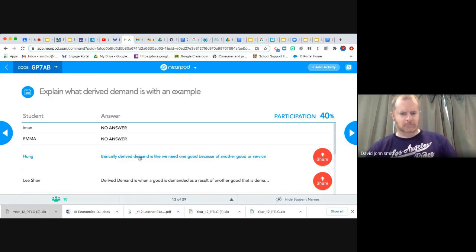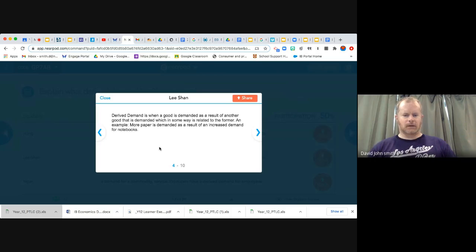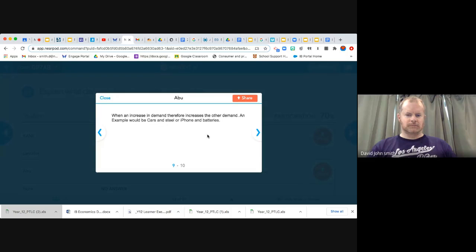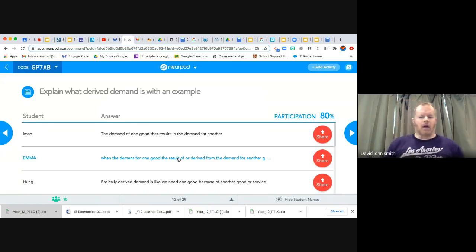Good working. Yeah, you're on the right path there. Very good, Lishan. Well done. Very good. That's a really good way to explain it. Yes, that's the right idea too. Right. Trying to come up with examples is always the tough bit. Yes, good work, Abu. Right. Okay, so that's really good.